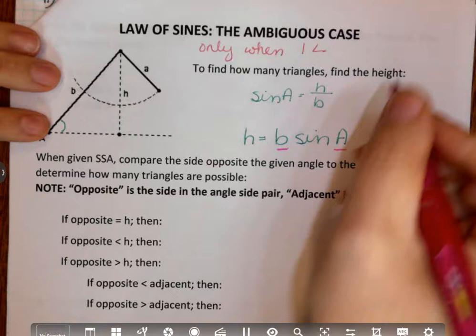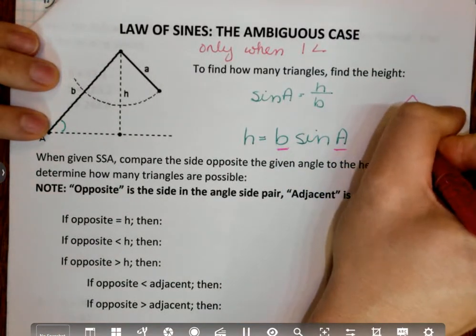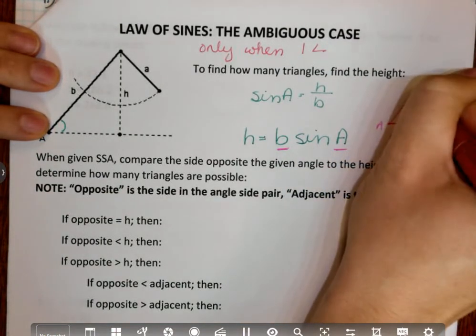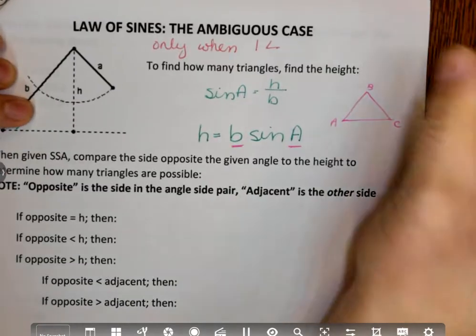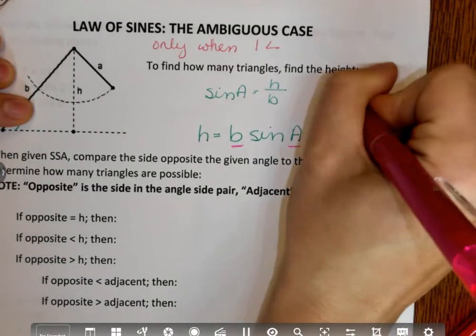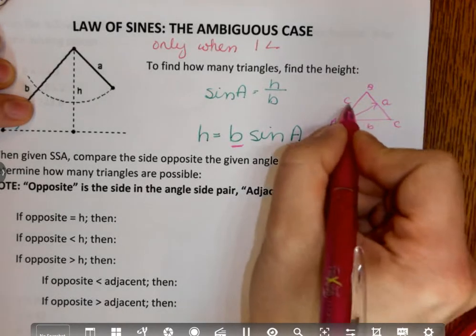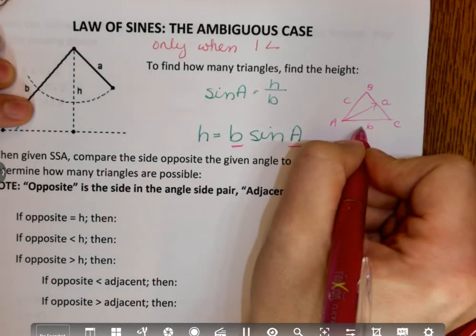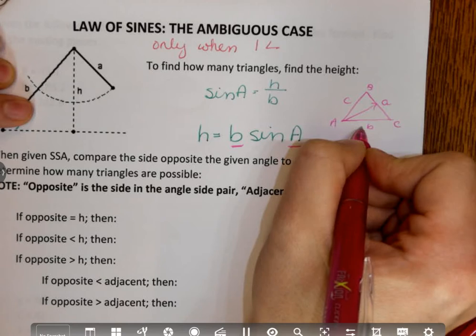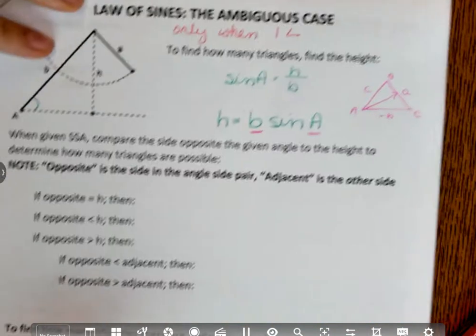Because understand, if I'm talking about a triangle, if I have A, B, C, A is going to be the opposite side, and both of these two are adjacent. Both of those share a side. So how does this work?